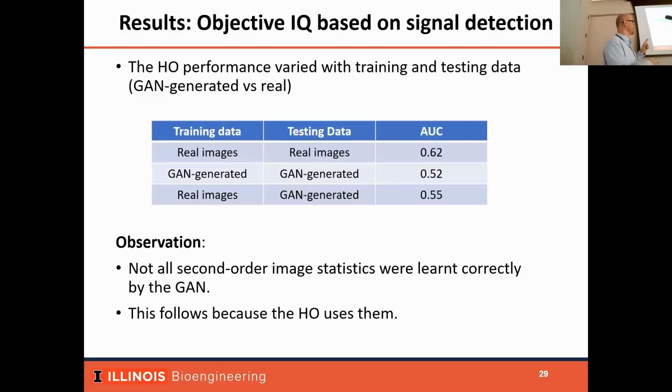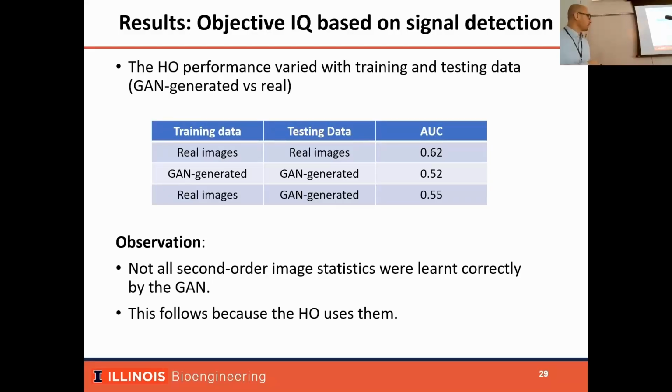We were hoping it would be 0.5, but no, the Hotelling observer could tell something was awry here. And similarly, if we compute the Hotelling template using the real images and then apply it to the GAN-generated images, we had an AUC of 0.55. So what this tells us is that the GAN wasn't able to fool the Hotelling observer, in a sense. Quite simply, that's what it means.